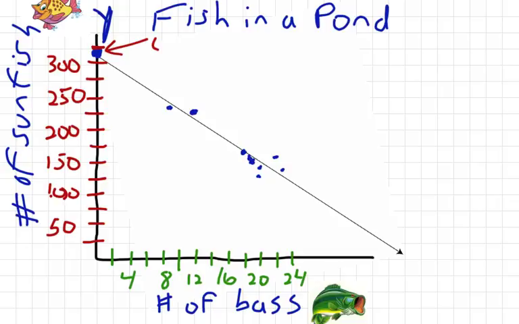So I'm going to label that point as 0, 315 would be that ordered pair. And I'm guessing here. It's an educated guess, but it looks like it's about 315. Hopefully it's similar on your graph. And that's my y-intercept.